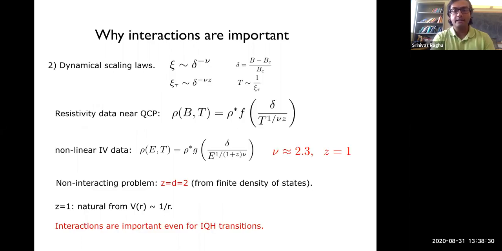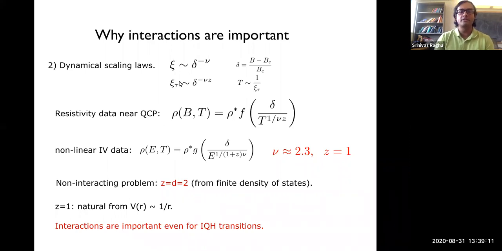A more direct piece of evidence in favor of interactions being important is the observation of non-trivial dynamical scaling laws at the critical point. These phase transitions, like all continuous phase transitions, involve a length scale that diverges. In this context, this length scale is known as the localization length, and it diverges as a universal power law as you tune to criticality. The exponent is known as nu. In this field, nu takes on two meanings. One is this critical exponent, and the other is the filling fraction associated with the quantum Hall state. I'll make that distinction as we go on. Hopefully that will be clear.